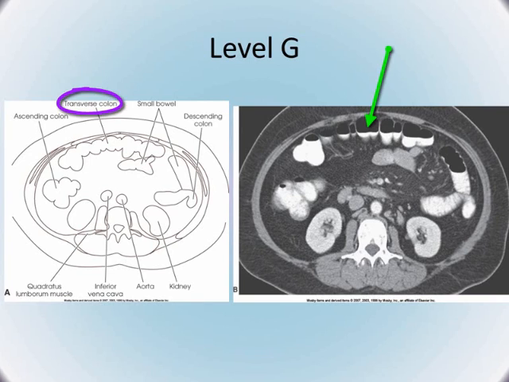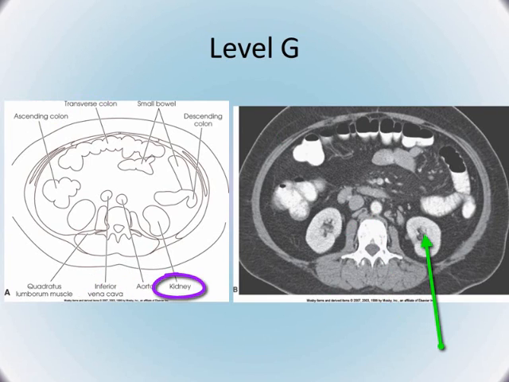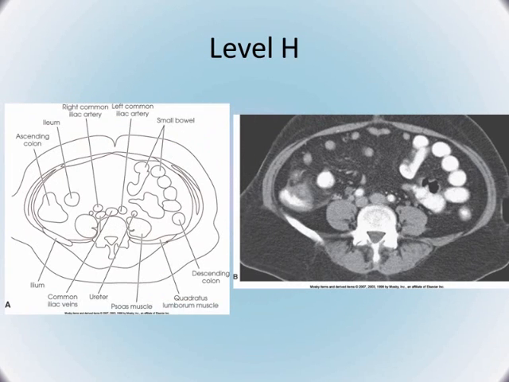Level G is the transverse colon, where we can see the air fluid levels with the air and the barium, the ascending colon, the inferior vena cava, the aorta, the left kidney, and the descending colon. At level H, we have the ileum of the small bowel, the ascending colon, the ileum of the pelvis, the ureter, psoas muscles, descending colon, and the small bowel.